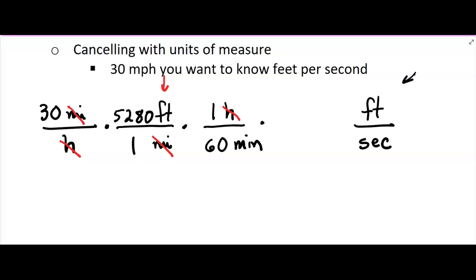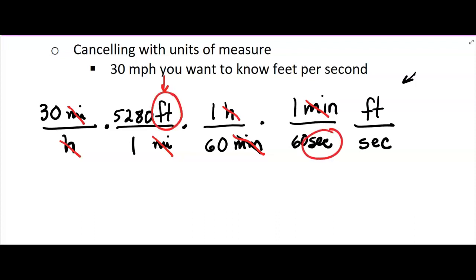So I want to get rid of minutes. So I put that in the numerator. And I know 1 minute is 60 seconds. Okay. And then the minutes are going to cancel. And now I have, what are the units I have left? I have feet in the numerator and I have seconds in the denominator. And that's what I'm trying to get.